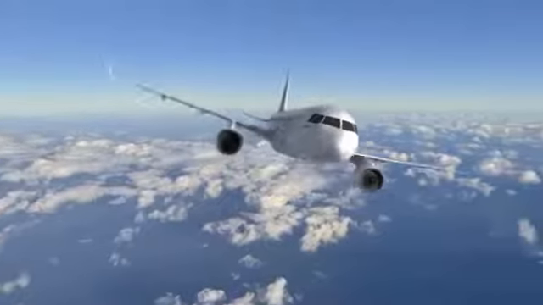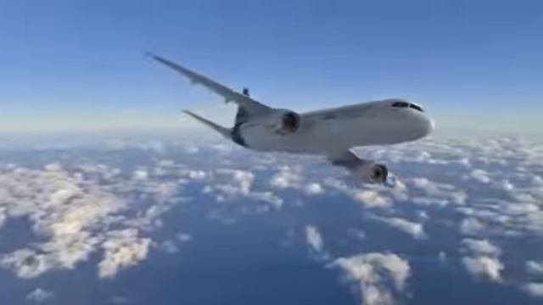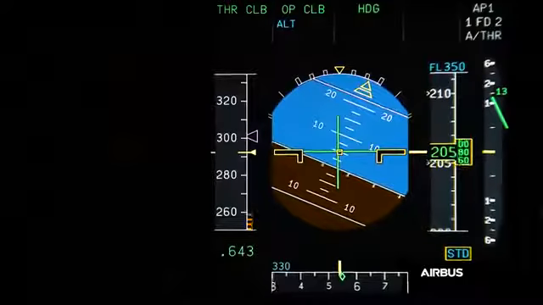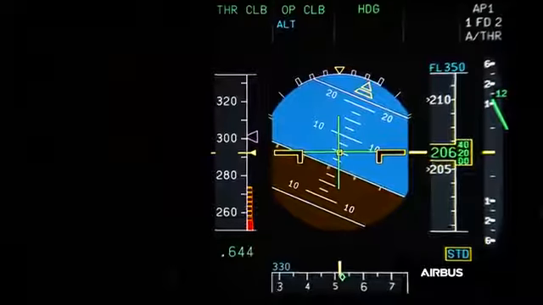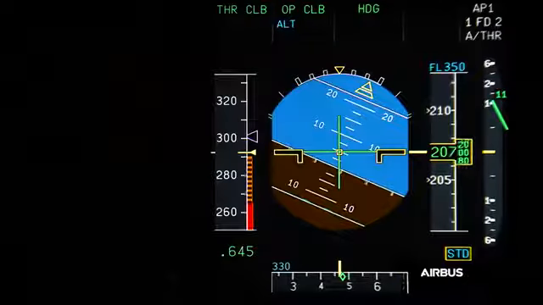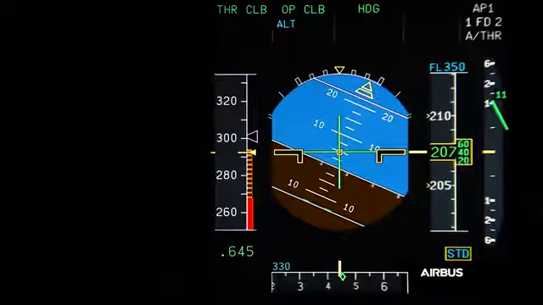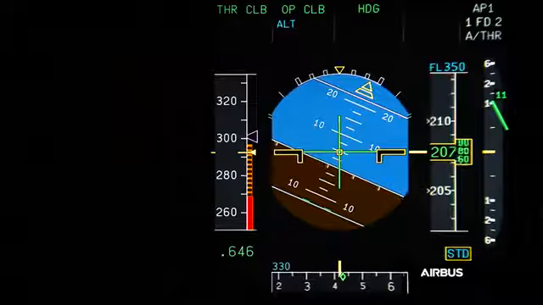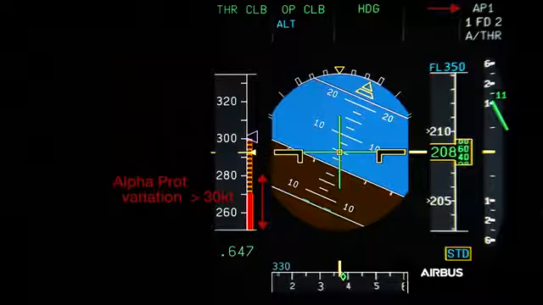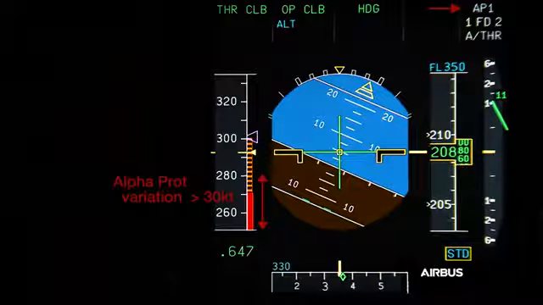When a turn is initiated, the increase of the load factor causes the alpha Prot strip to move. The fact that the alpha Prot strip moves is normal, and it is based on an increase of the aircraft's angle of attack. However, here with blocked angle of attack probes, the alpha Prot strip moves rapidly by more than 30 knots. Such an increase with the autopilot engaged and with the speed brakes retracted is not normal. This display is one of the conditions defined for the application of OEB48.